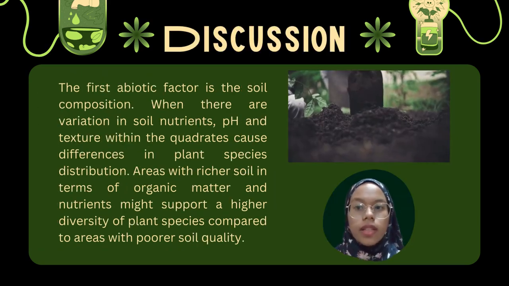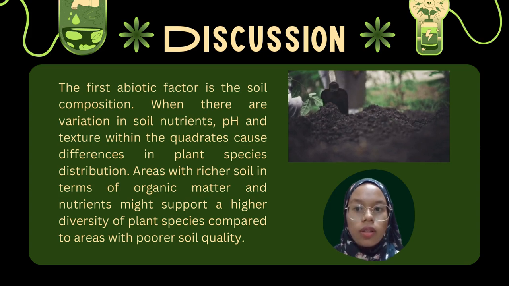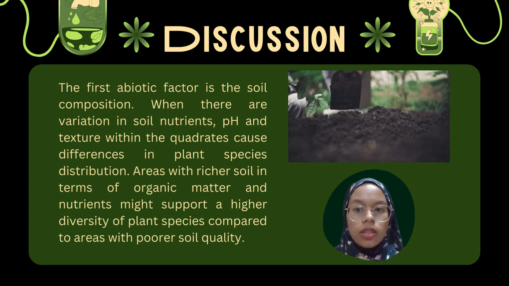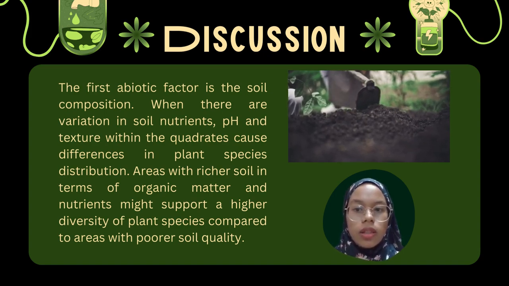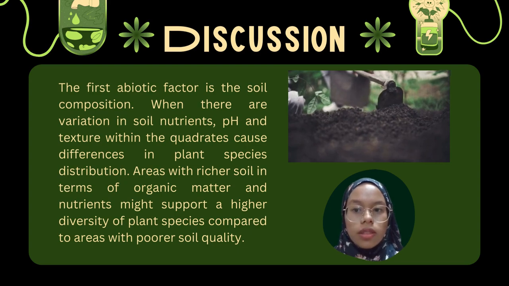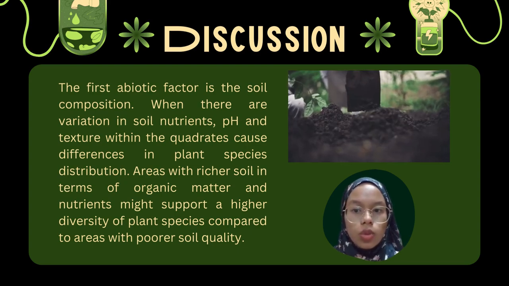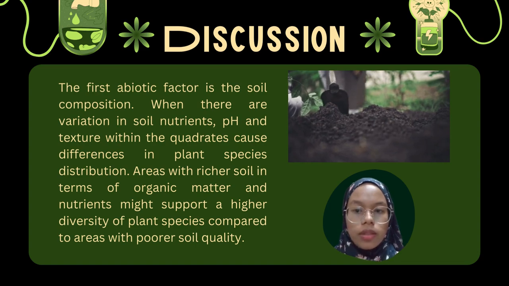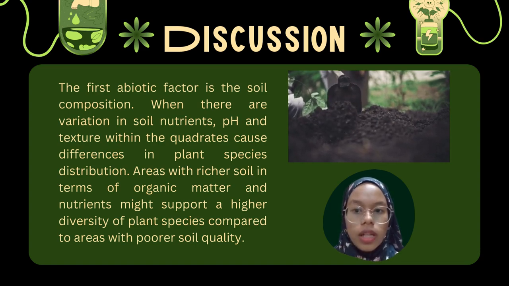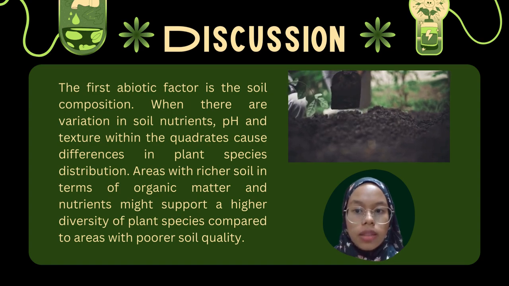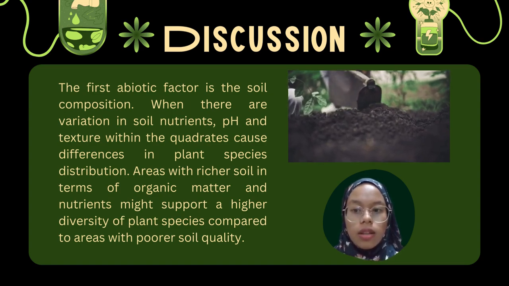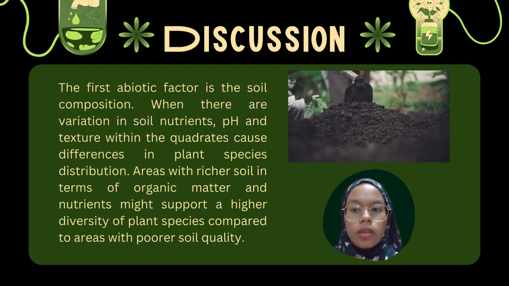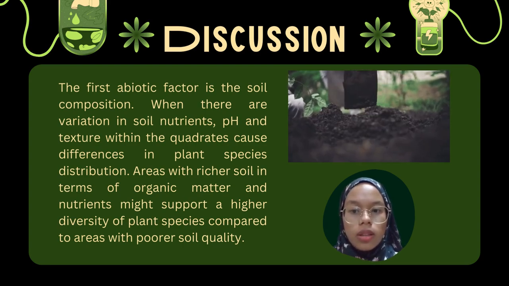The first abiotic factor is the soil composition. Variations in soil nutrients, pH, and texture within the quadrats cause differences in plant species distribution. Areas with richer soil in terms of organic matter and nutrients might support a higher diversity of plant species compared to areas with poorer soil quality.